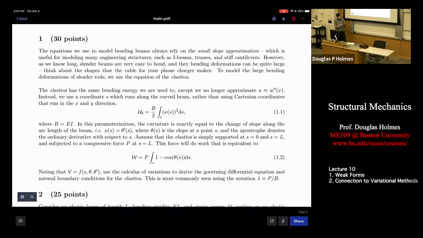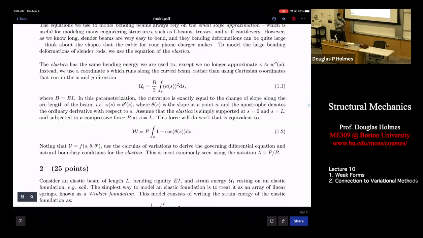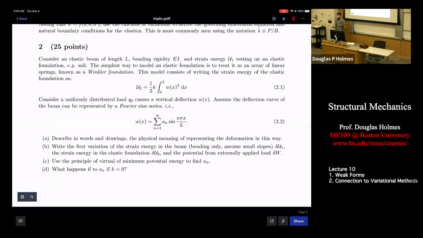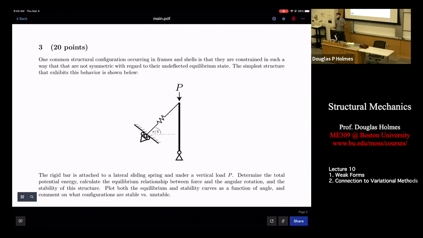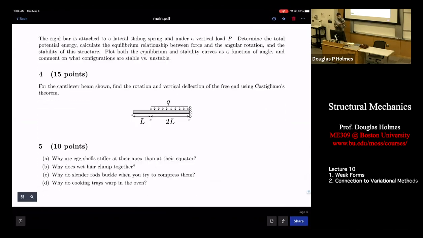This one is going to be something with variational calculus. The second one is going to be something with approximate methods and Fourier series. The third one is a stability problem. The fourth one is a Castigliano theorem problem. And the fifth one is some kind of general conceptual questions that we've covered, where I'm looking not for theory, I'm looking for you to describe things in words. Like if someone was to ask you, hey, so-and-so's an engineer, she might know the answer to this question. Show me that you know the answer to the question.